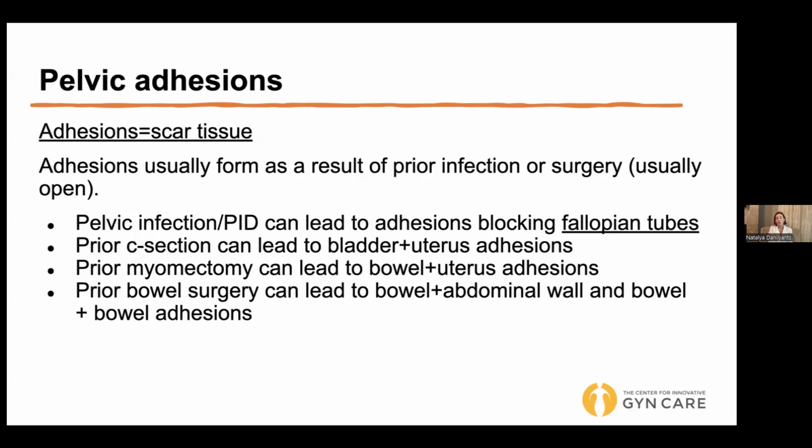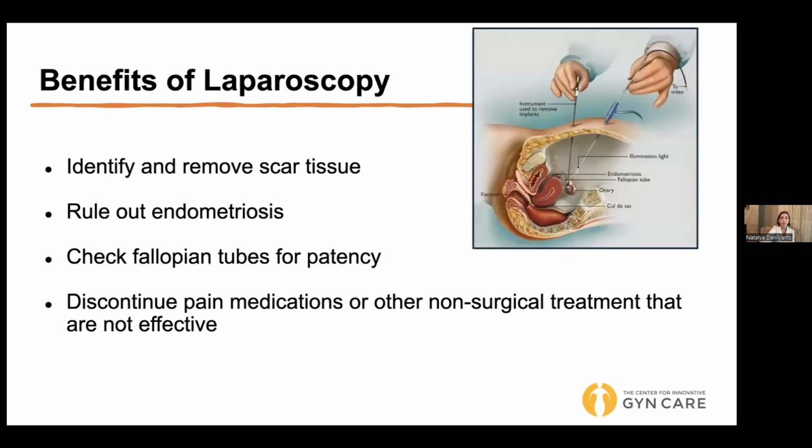Prior C-sections will cause scar tissue between the bladder and the uterus, and also the uterus can get attached to the abdominal wall. Prior myomectomy, or fibroid removal surgery, can cause small bowel or large bowel to get stuck to the uterus. Prior bowel surgery can lead to bowel being stuck to the abdominal wall, or loops of bowel getting stuck together. So all of these things we're considering as we're talking to the patient, where that scar tissue might be.